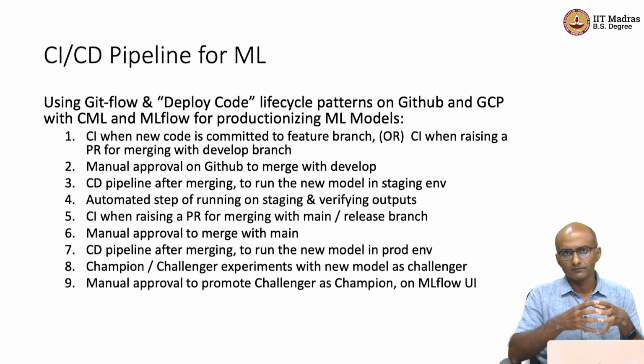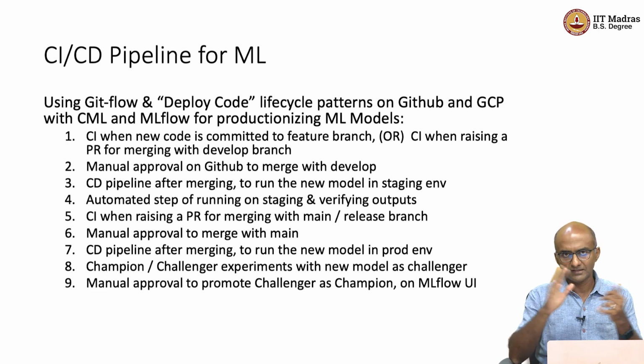Let's put this all together. Whatever we have learned so far, we're going to use Git-flow as the pattern of choice. We're going to use deploy code as the lifecycle pattern of how we would productionize machine learning code. We will work with GitHub as the code repo, GCP as our platform for deploying and executing code, and CML and MLflow as tools for specific aspects of the MLOps best practices. So with all of this, we'll productionize machine learning models now, right?